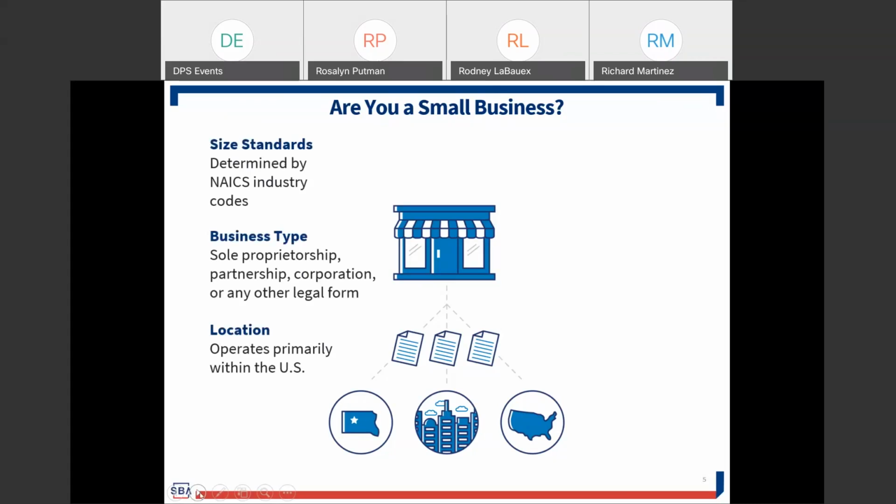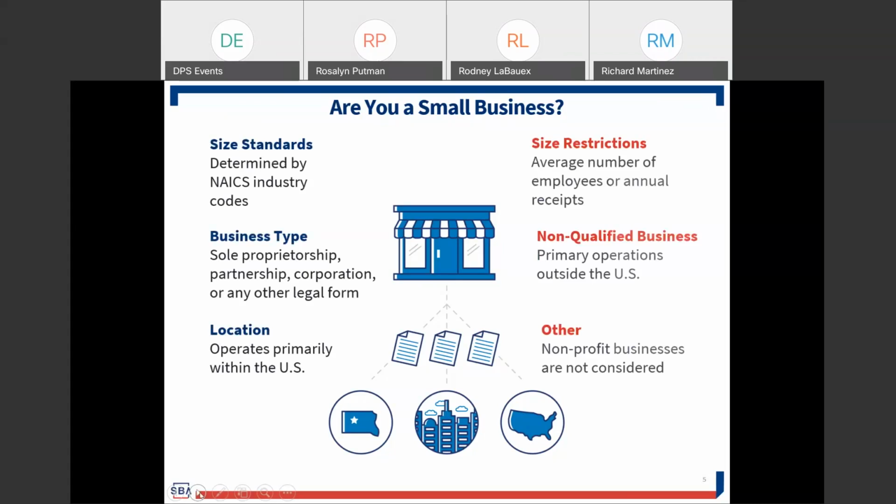I guess I should have put that on the screen. As you can see on the screen, size is determined by your NAICS codes, your business type and your location. Size restrictions are based on the average number of employees. I got a little ahead of myself before everything came up on the screen. Nonprofit organizations are not considered for these programs.